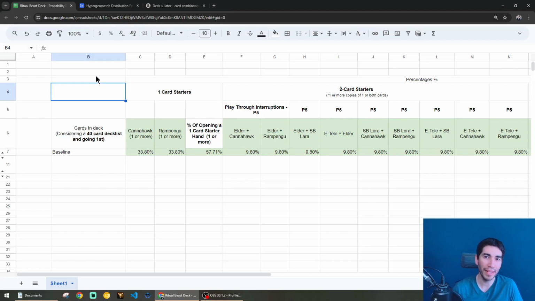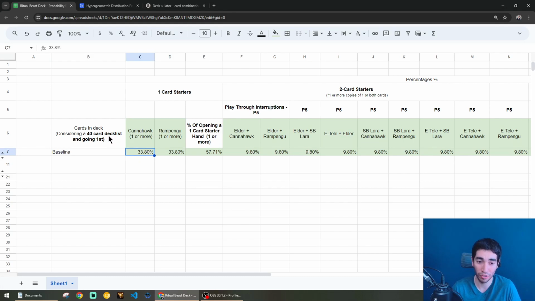Alright, so this is the main thing I wanted to showcase today, and it's the hypergeometric distribution for the deck. That's basically the chances of drawing certain cards in the deck. As we know, the Cannahawk and Rampengo are one card starters, no? And this percentage is very well known within the Yu-Gi-Oh community. So you have a 33.8% chance of drawing them in your starting hand, and this is for one or more copies.